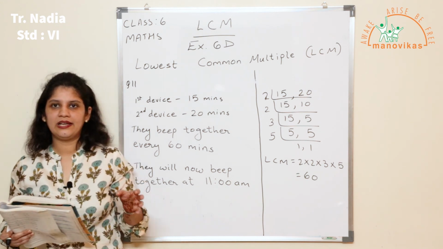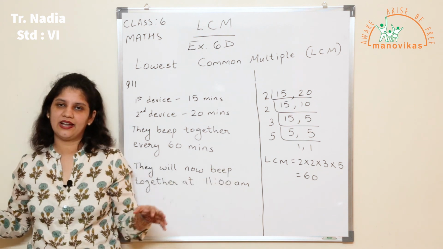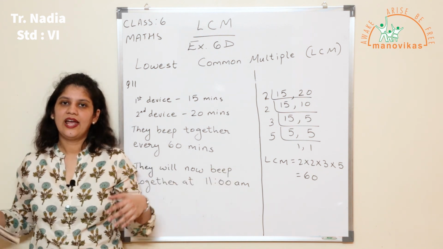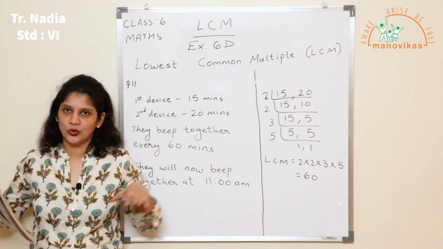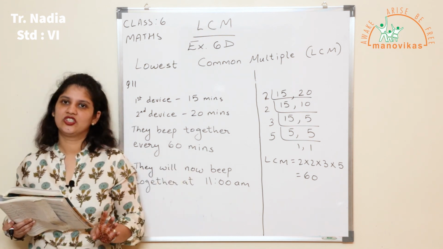Alright, so once again I am telling you, whenever you have problems like this where two things are happening at two different timings and you need to find out at what time they will happen together, you have to find the LCM of the two numbers which are given to you.